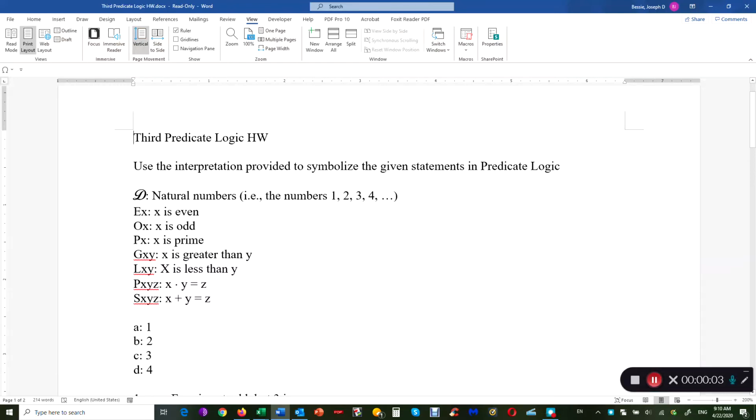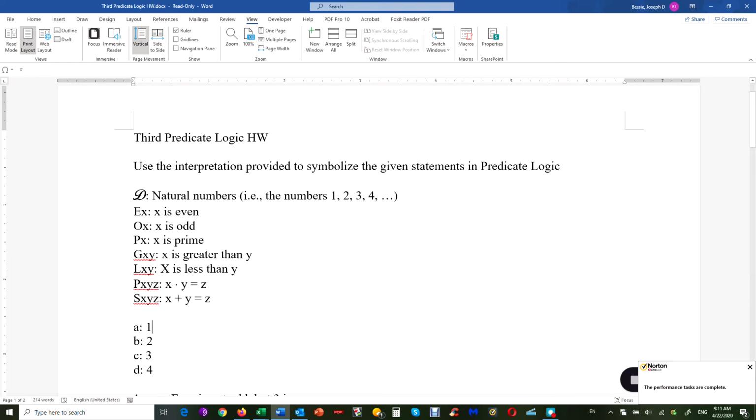In this video, I am going to solve the problems for the third symbolic logic, predicate logic homework problem set. That's what you see on the screen right now. Using this interpretation that now has two-place predicate expressions highlighted there: LXY meaning x is less than y, GXY meaning x is greater than y, and PXYZ and SXYZ are three-place predicate expressions.